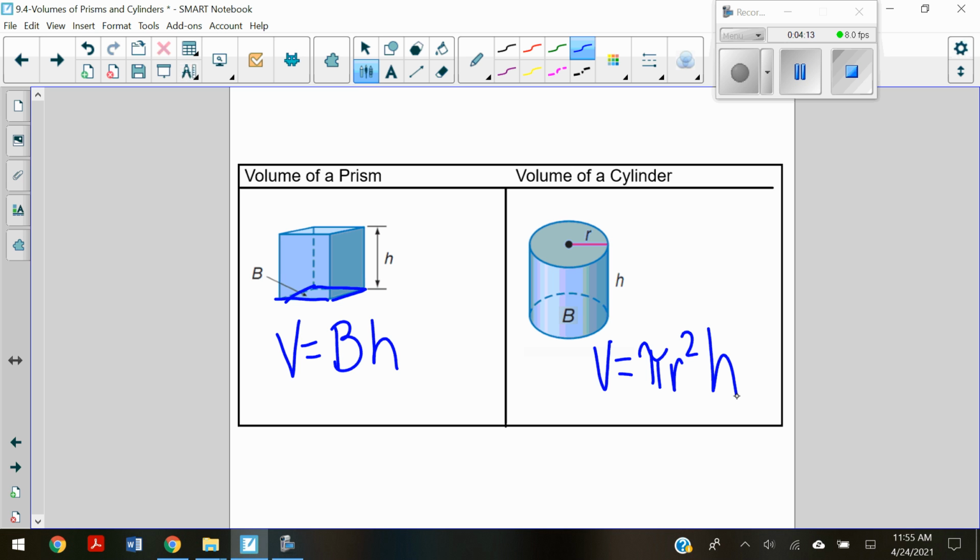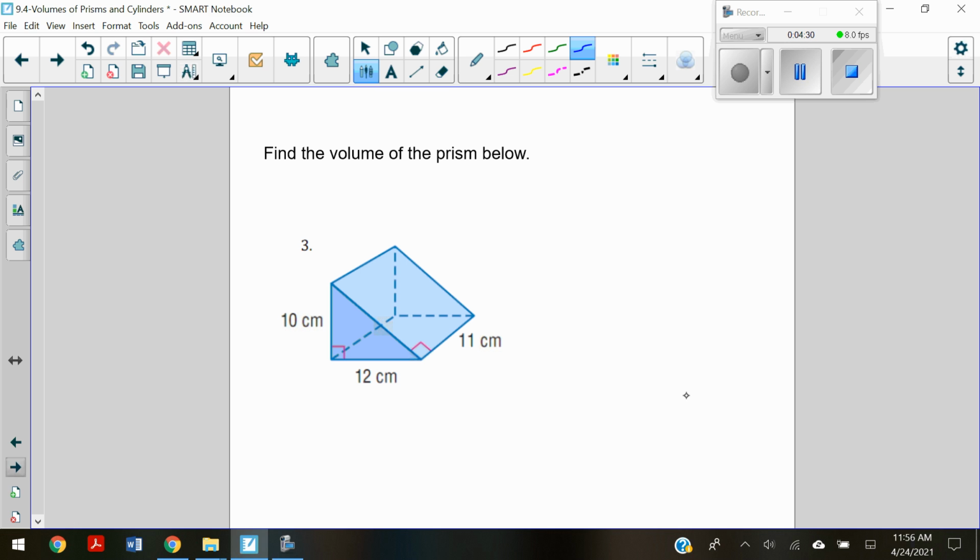Now, this one is given to us on the MCA sheet, and we are given the area formula for a circle on the MCA sheet also. All right, so let's get into a few problems.